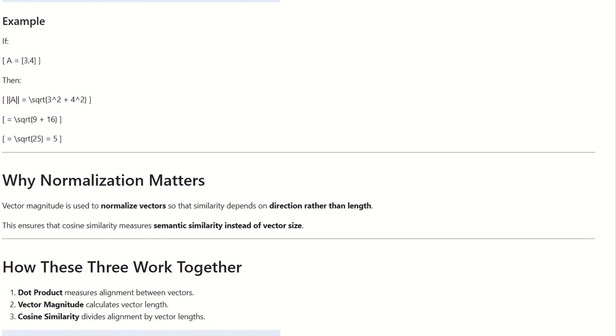So why does normalization matter here? Vector magnitude is used to normalize vectors so that similarity depends on direction rather than length. This ensures that cosine similarity measures semantic similarity instead of vector size. This is the main reason we are using normalization.